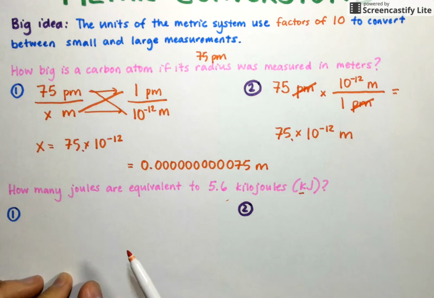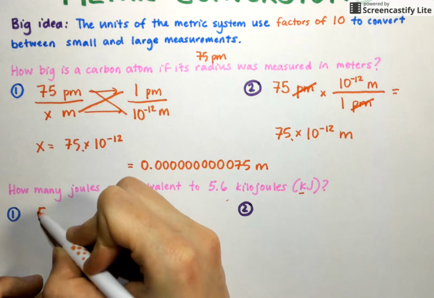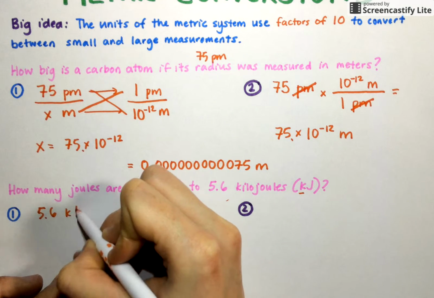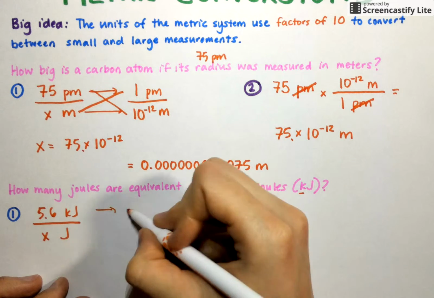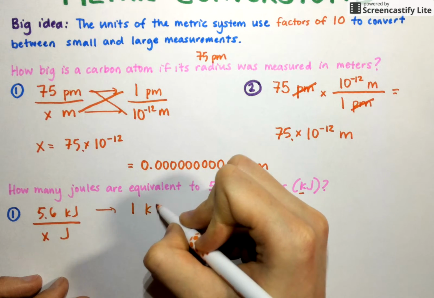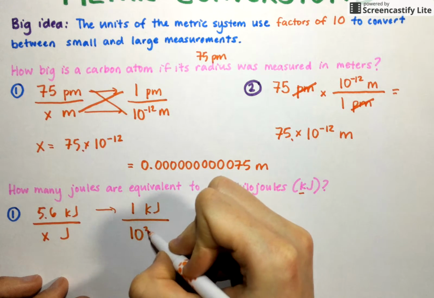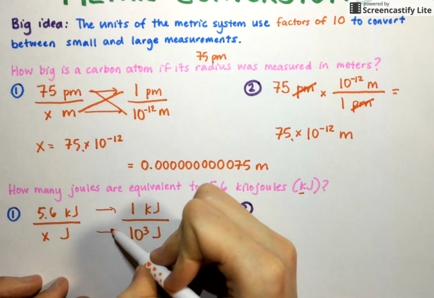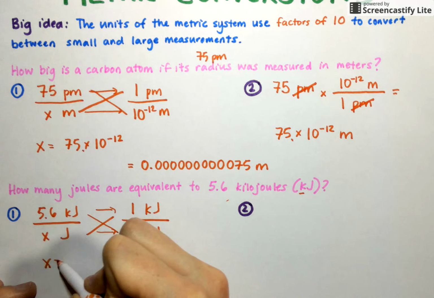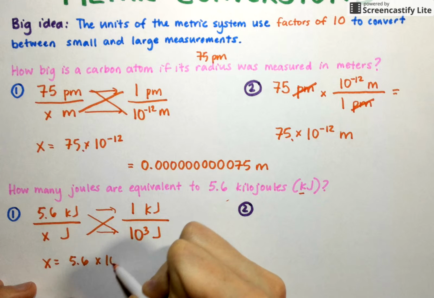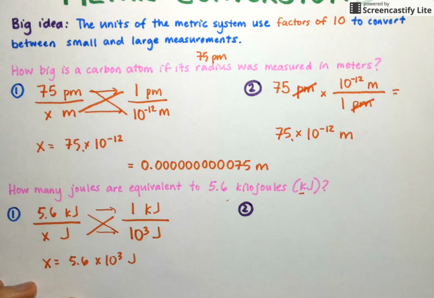So using my cross multiplication method, what I can say is that 5.6 kilojoules is equal to some unknown number of joules. What I do know is that 1 kilojoule is equal to 10 to the third joules. That relationship comes from table C. Cross multiplying lets me know that X is equal to 5.6 times 10 to the third joules. This is actually proper scientific notation because my leading number out in front is between 1 and 10. But again, that's neither here nor there until later on in the year.